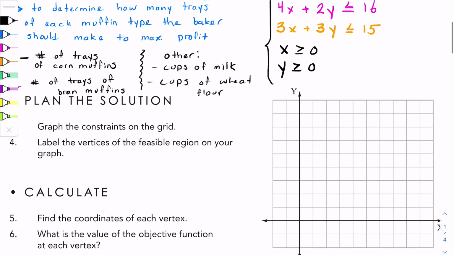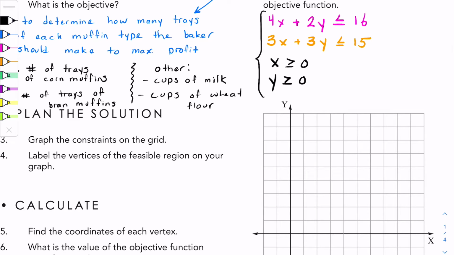Next, we need to graph our constraints. We need to identify our vertices and test our objective function. I'm going to start with my first constraint, which I wrote out in pink, so we'll graph that in pink. So in standard form, we have 4x plus 2y is equal to 16. Could someone tell me what the x-intercept would be for this problem? The x-intercept would be 4. So I'm going to plot a point at 4. The y-intercept, what's that? It's 8.